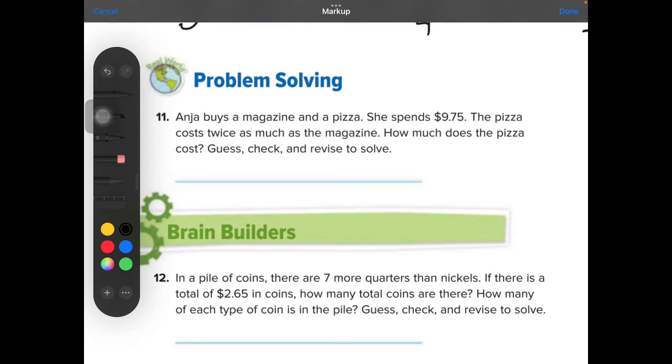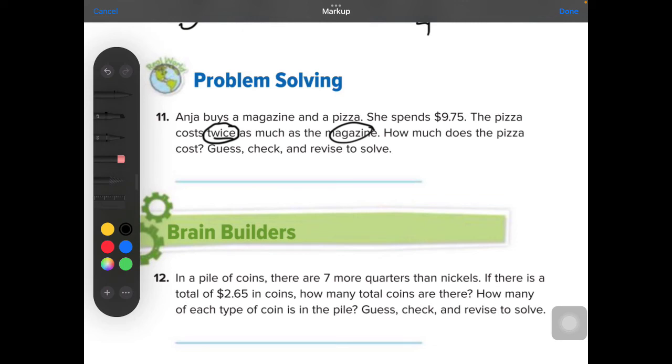Anya buys a magazine and pizza. She spends $9.75. The pizza costs twice as much as the magazine. How much does the pizza cost? This is where it threw me a little bit. So I was thinking that I would just divide this in half, but that's not true. We need to divide it into three equal spots, because the pizza costs twice as much as the magazine, and then the price of the magazine.